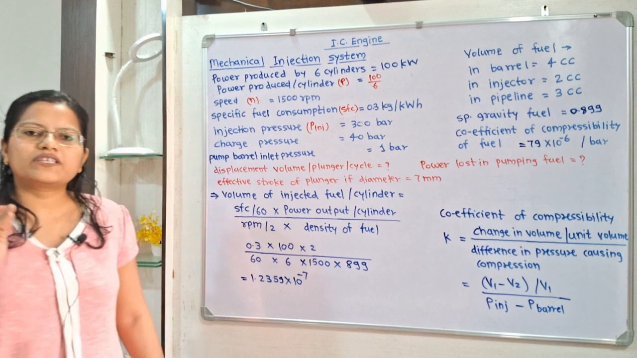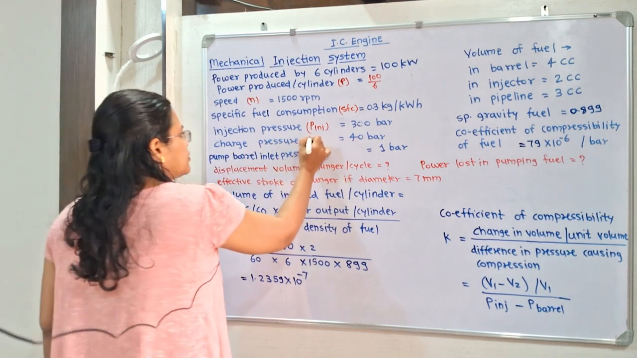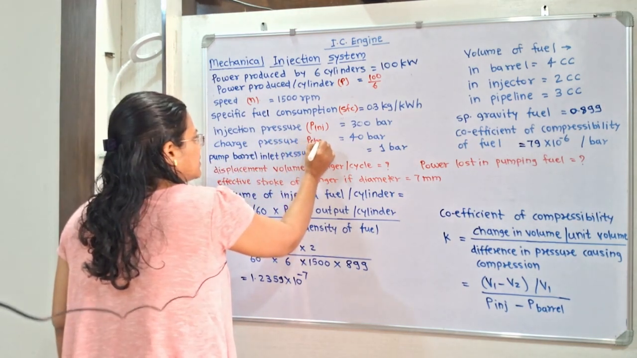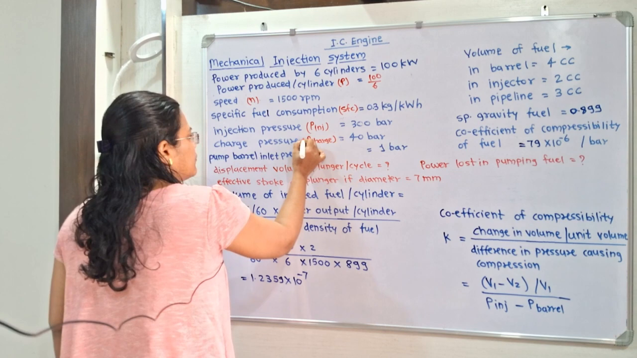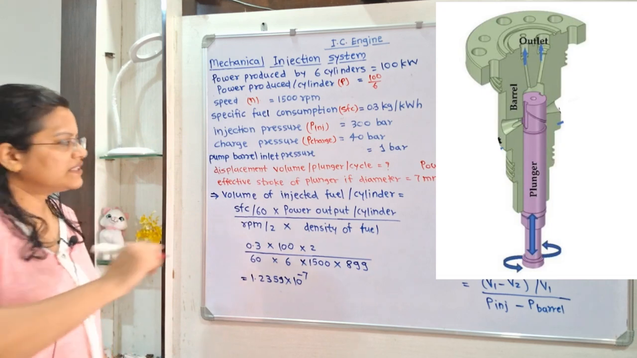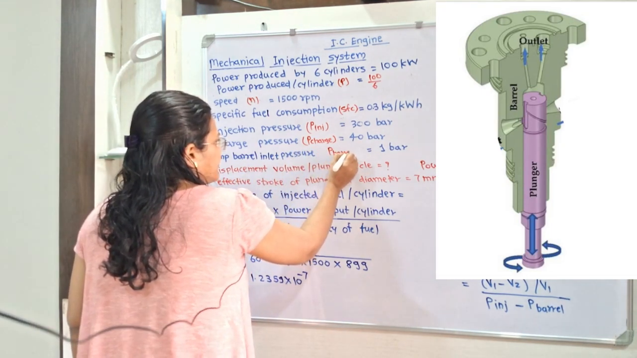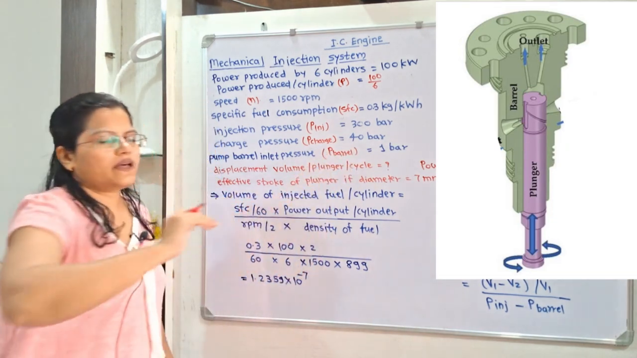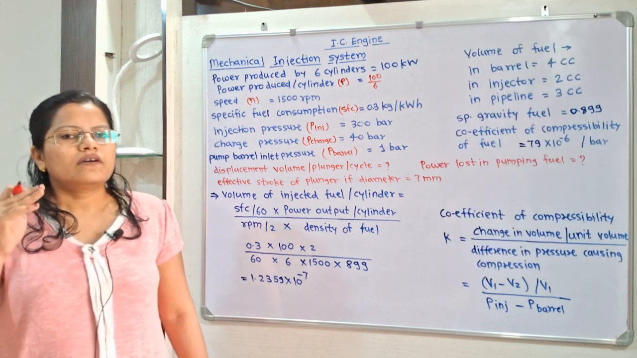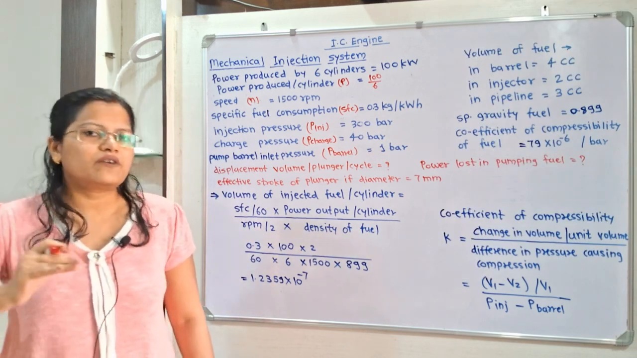Charge pressure, so this is the pressure in the cylinder, P charge. We will use the notation P charge is equal to 40 bar. Pump barrel inlet pressure, so this is the barrel pressure, P barrel, is equal to 1 bar. Now we will move to the volume of fuel at the different points.